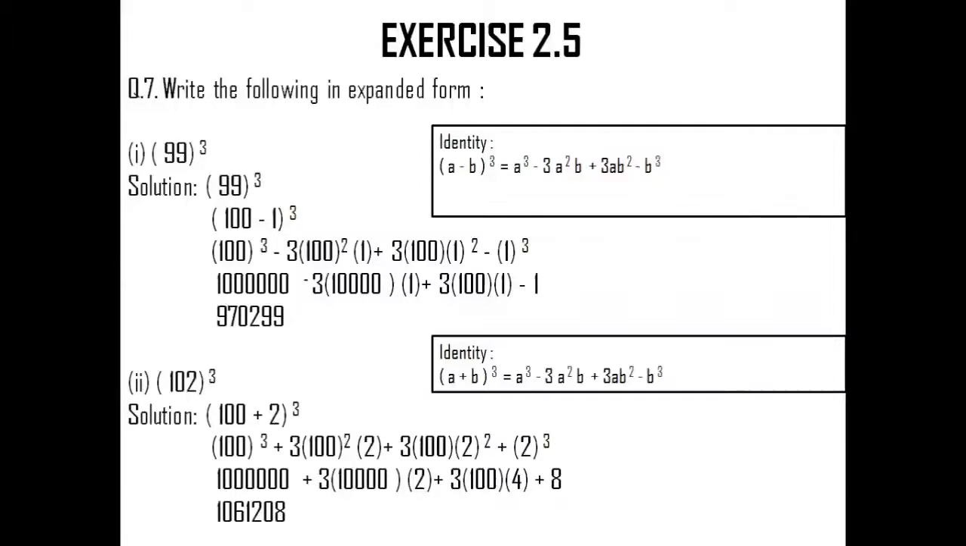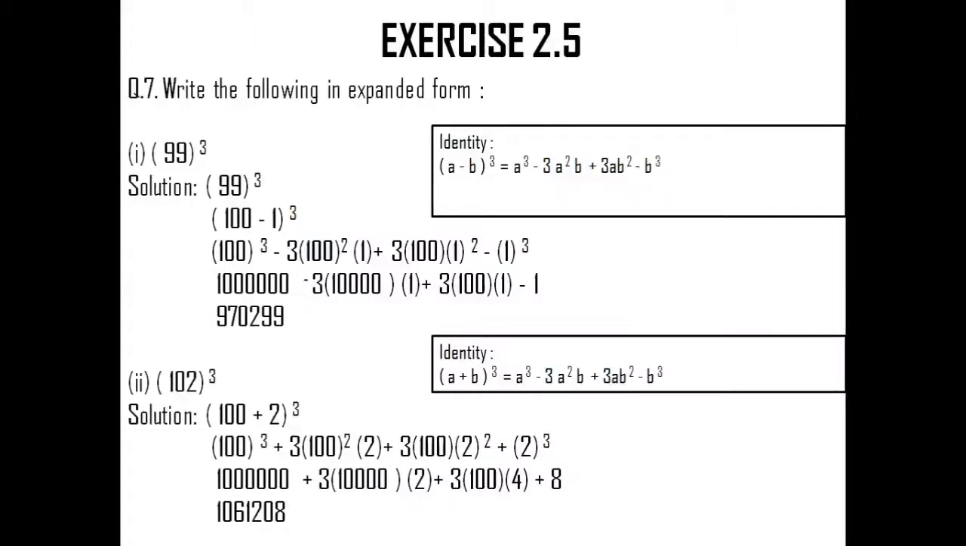So once I put the value of a and b in my identity, a minus b the whole cube is equal to a cube minus 3a square b plus 3ab square minus b cube, and solve it, I'll get the final answer as 9,70,299. See, I didn't multiply 99 into 99 into 99, that is 99 cube. But instead, I use an identity to get the answer in a quick manner.